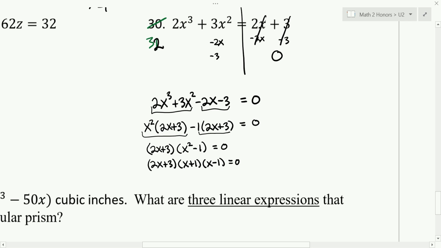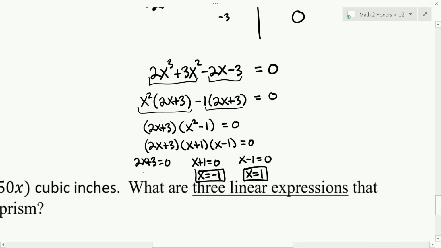Separate all 3 factors and set each one equal to 0 and solve. Okay? So we have a 2x plus 3 that we can set equal to 0 and solve. We have an x plus 1 that we can set equal to 0 and solve. And we have an x minus 1 that we can set equal to 0 and solve. So this one gives us x equals 1, x equals negative 1. And I don't know how good you are doing these in your head, but what would this one give you? Negative 3 over 2. So don't do that one in your head. Write it out. Okay. So there we go. Those are our 3 answers to this problem.